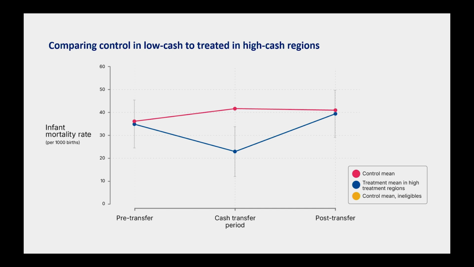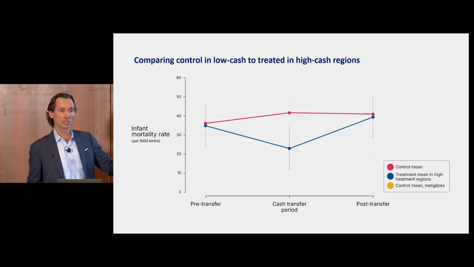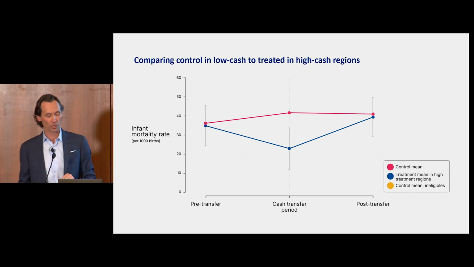The cash transfer has a huge effect when households are getting it, but once the cash is gone and there's no more cash transfers, it's back to the status quo, about 40 infant deaths per 1,000. The same in the blue and the red, right? So this is the kind of first finding. I do want to make one more comparison though here.